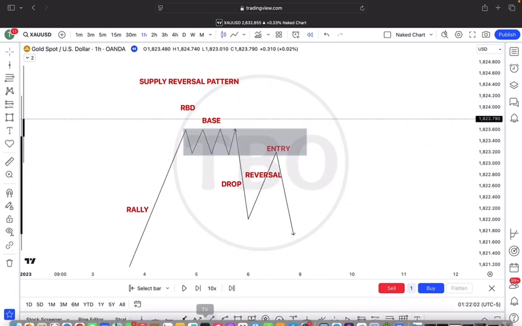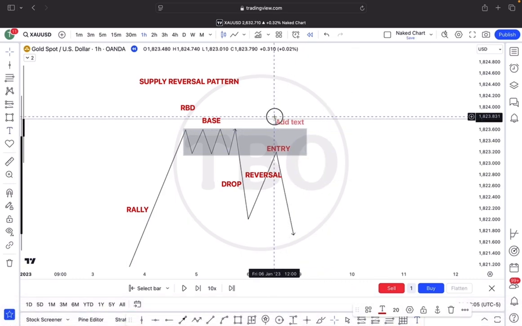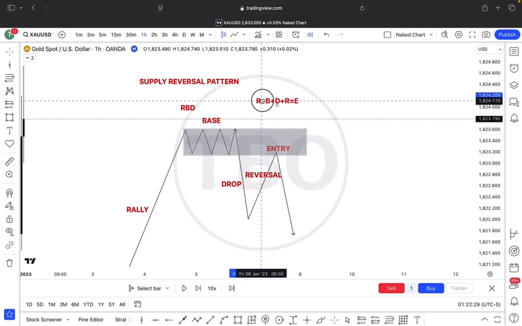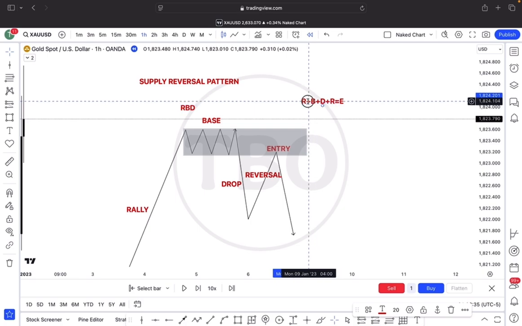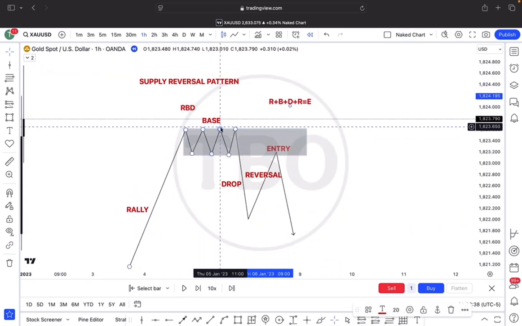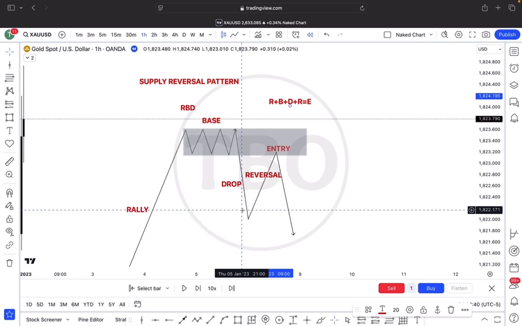So what I would do, for myself, I would know that my abbreviation for this is R plus B plus D plus R equals entry. So why did I do this, right? The real abbreviation is RBD. That's what most traders are used to, right? Rally, base, drop. That's all they use, and the entry.